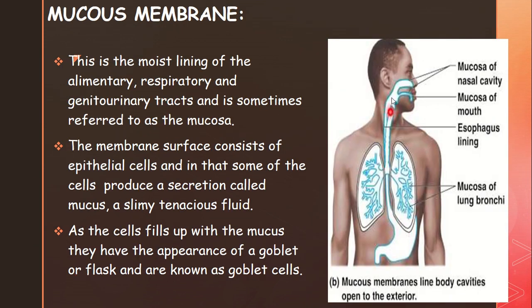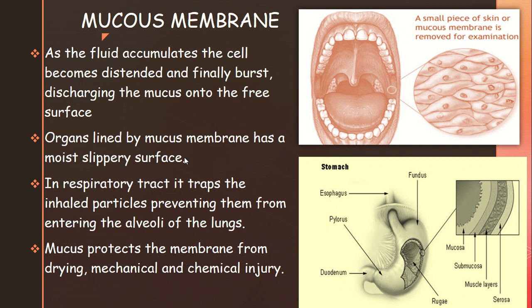You can see here the mucous membrane. When we inhale air, most of it is polluted and contains dust particles. When these dust particles stick to this moist surface, the alveoli present at the end of the lungs are not affected. So most lung diseases are reduced because of this mucous membrane, which contains a sticky fluid called mucus, trapping all the dust particles and things not needed by the lungs, preventing them from entering the alveoli.